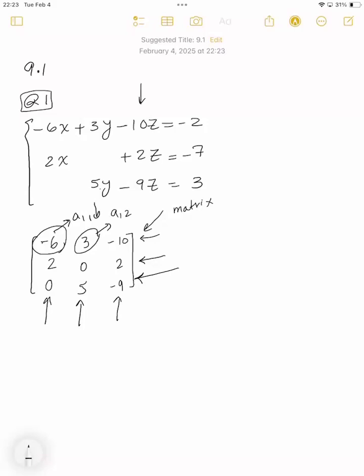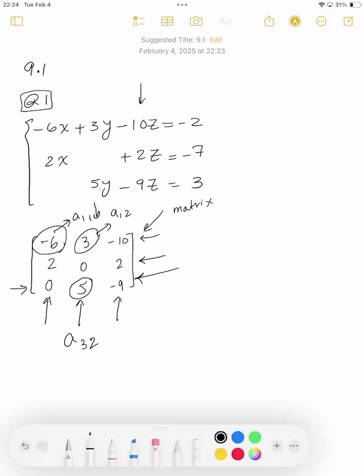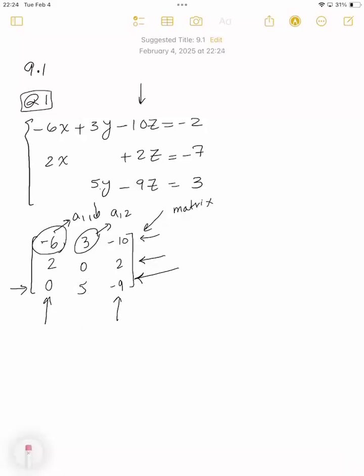So we call it A12. Let's say 5. 5 is on the third row, and it is on the second column. So sometimes you just have to be able to refer to a certain number using those notations, A12, A11, and so forth. So this is called a coefficient matrix.